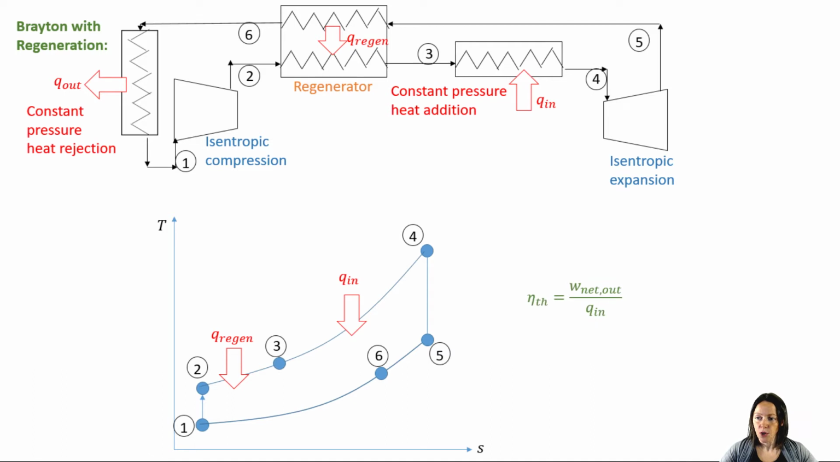Okie dokie. So when I calculate my thermal efficiency, that Q regen does not get factored into the equation. The only thing that gets factored into it is the Q in, because that Q regen is just heat that's being moved around within the cycle. It's not leaving the cycle or coming into the cycle. It's just moving around within the cycle as a whole.